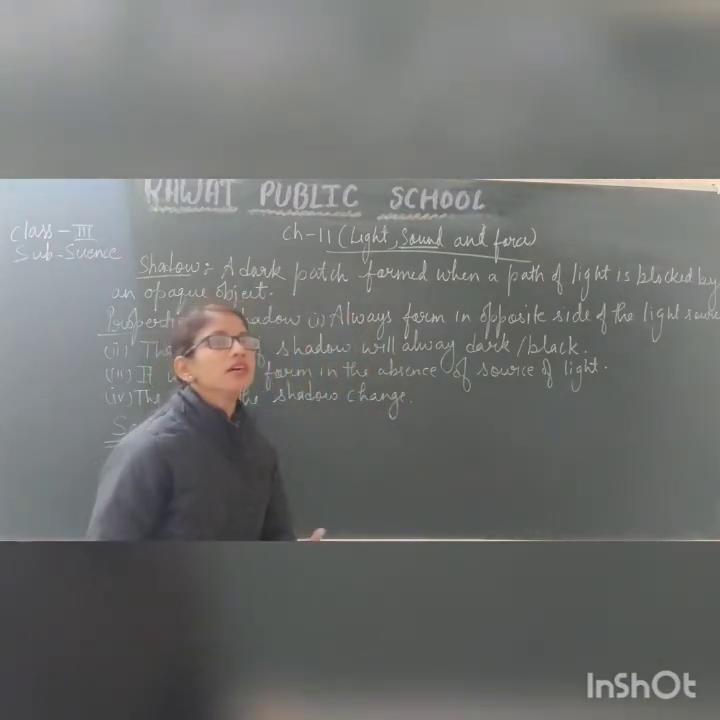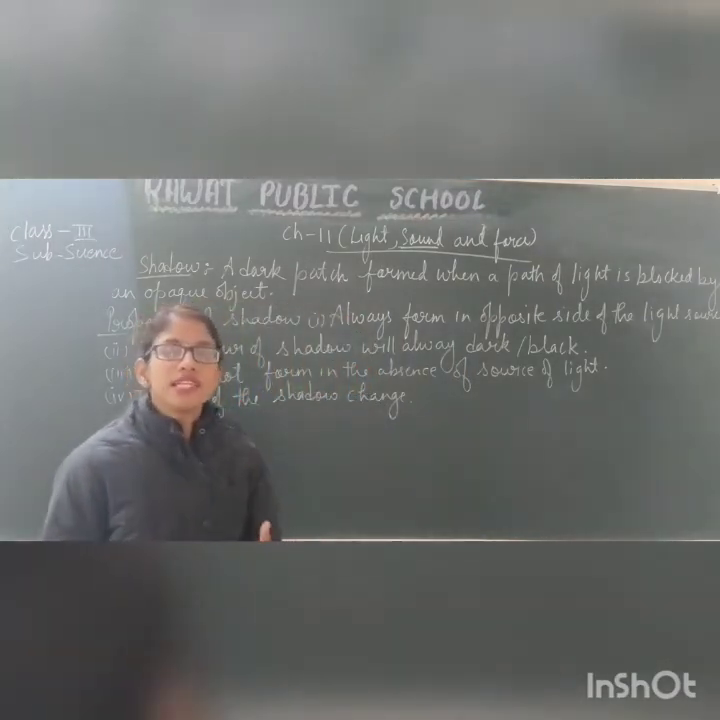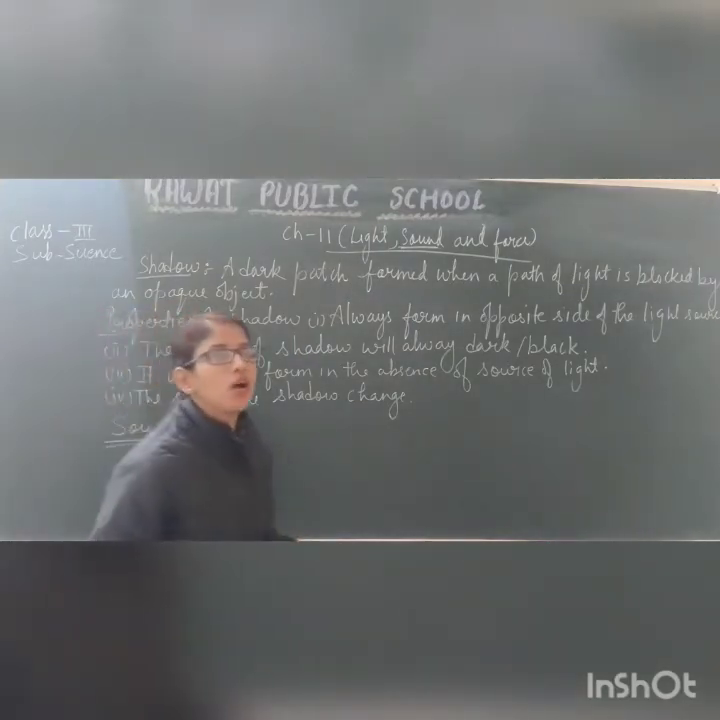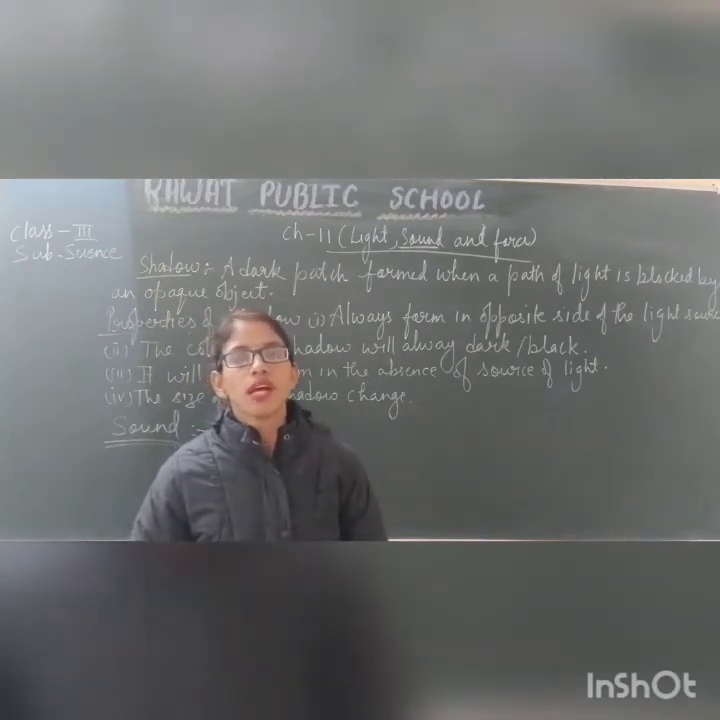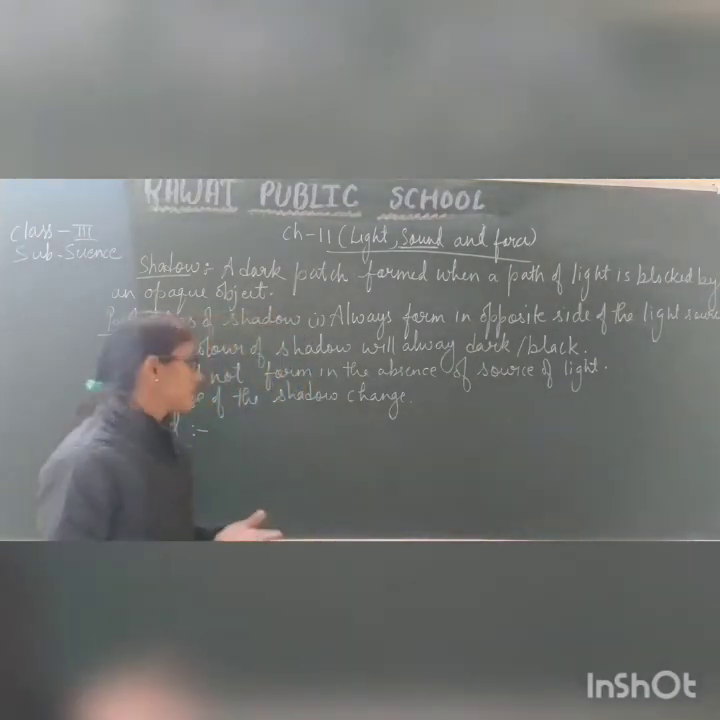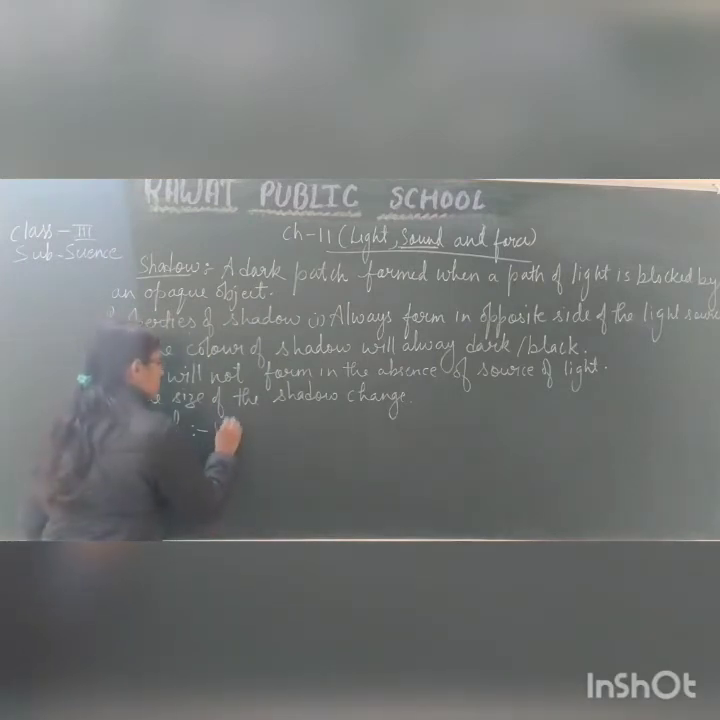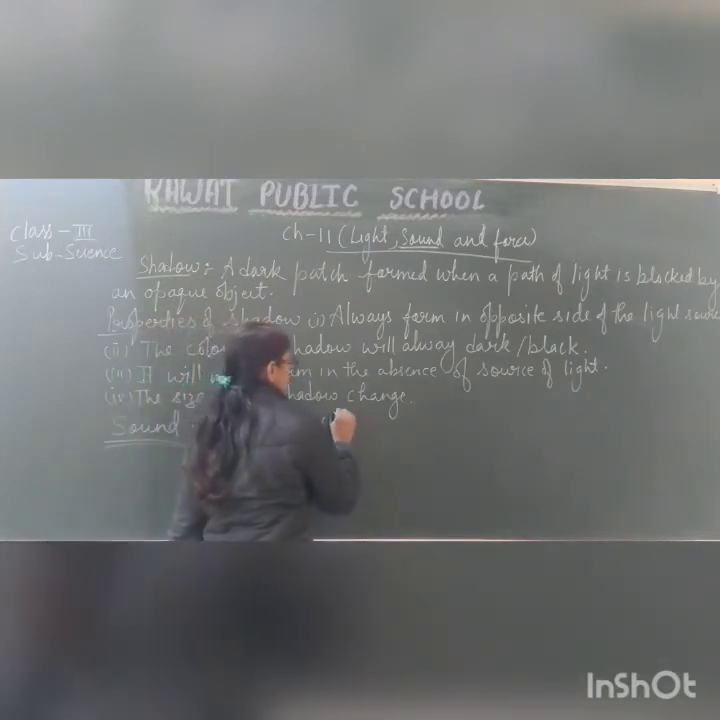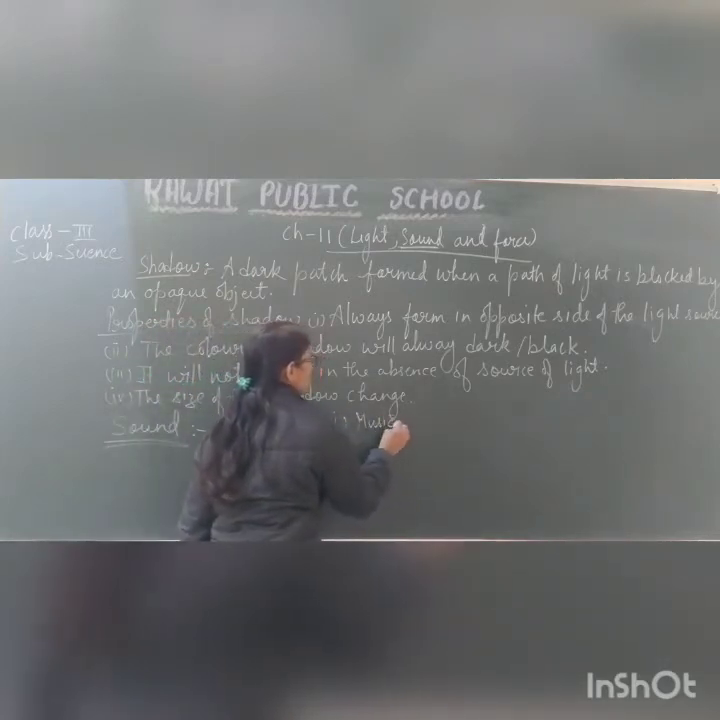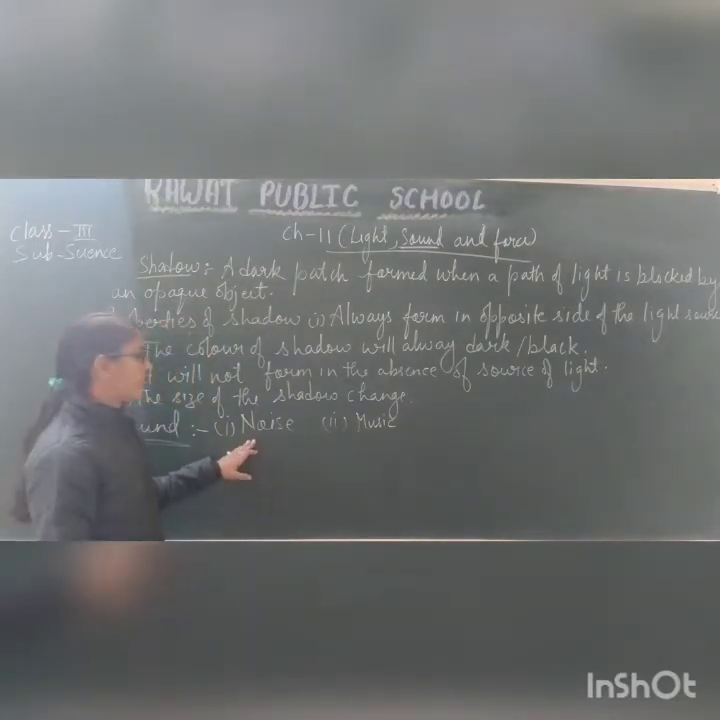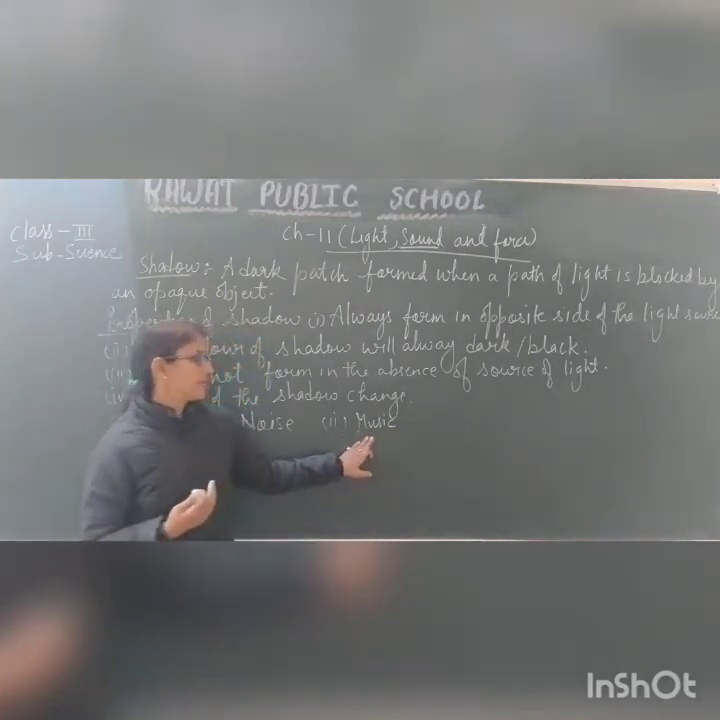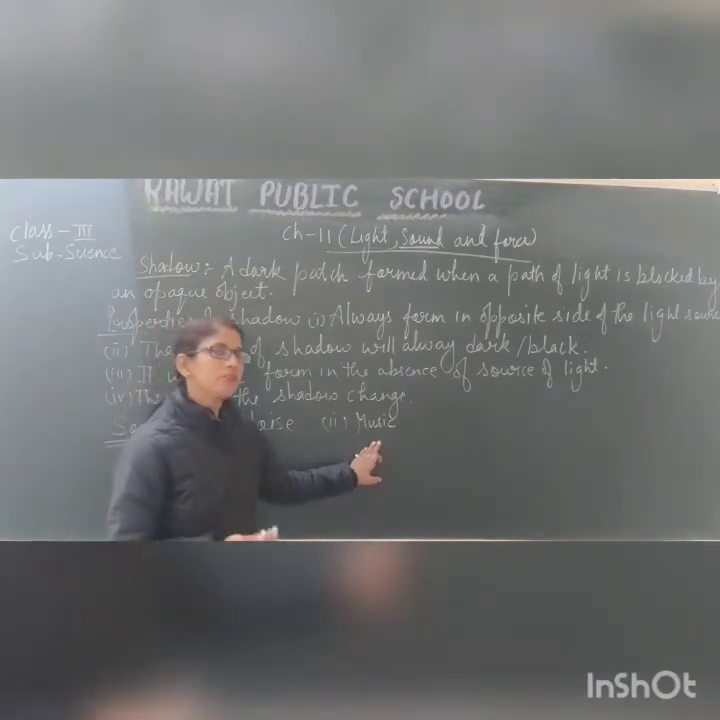When there is a soft, pleasant sound, that is known as music. And when there is a loud sound, then it is known as noise. So sound is of two types: first is noise and second is music. When the sound is very loud, unpleasant and irritates us, it is known as noise. And when the sound is soft and pleasant, it is known as music.